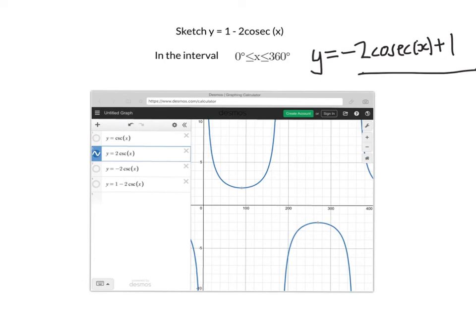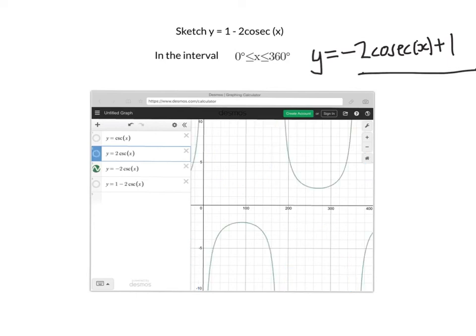Now, let's take the next step. I take a negative of the whole function. That's a reflection in the x-axis. So we've reflected that in the x-axis. And the final thing I'm doing is adding 1. Well, if I add 1, it translates by the vector (0, 1), and that's your final graph.